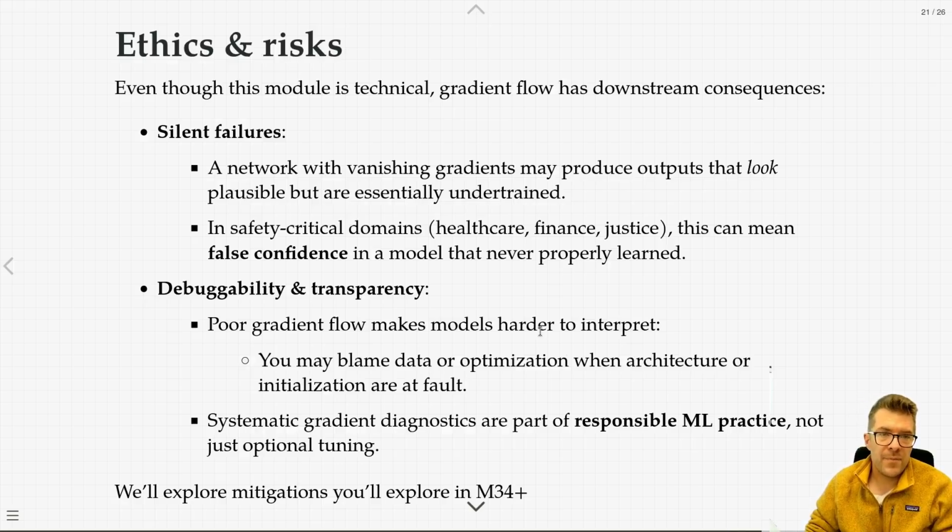So I think this is a technical thing, but there are downstream consequences. The first one is silent failures. A network with vanishing gradients can still produce outputs that look plausible, but will be undertrained. I have like 100 layers, and my gradients at the layers close to the output are still relatively high, so I'm still learning lots of stuff at layers like 80 to 100. So my loss functions are going to go down in both training and validation, so everything kind of looks fine. So then I'll ship it.